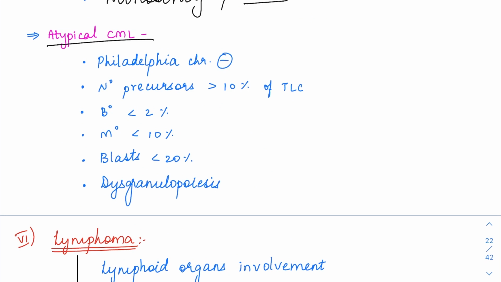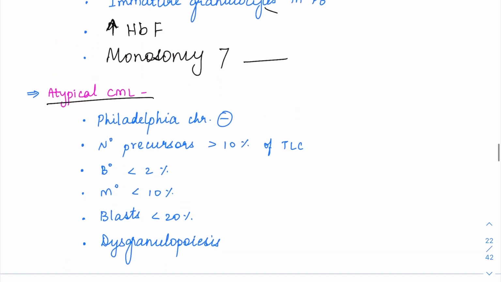Then the next one will be the atypical CML category. So atypical CML, again, it is not CML. So Philadelphia chromosome is negative. Here we are going to have neutrophilic precursors which are going to be elevated as in CML, and it is going to be more than 10%. But here the basophils will not be elevated. So basophil percentage will be less than 2% only. Blast count will be less than 20% since it's not an AML, and the monocyte count is going to be less than 10%. Okay, so this is important. Basophils and monocytes are again less here.